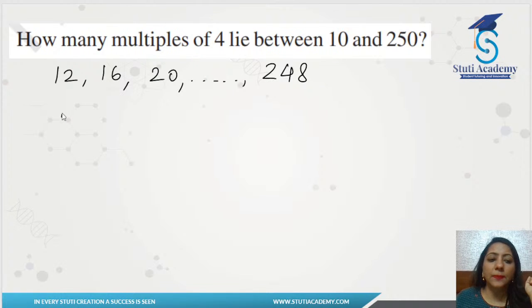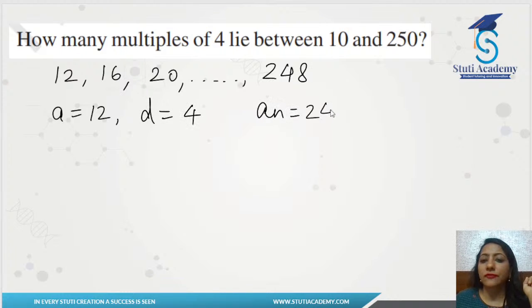Clearly, this is an AP where a is 12 and the common difference is 4. And we have taken the nth term as 248, and here we have to solve for n.